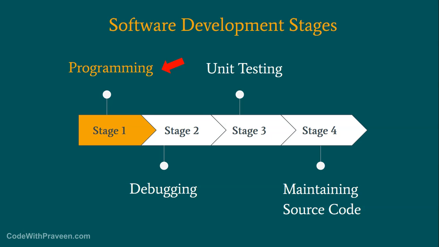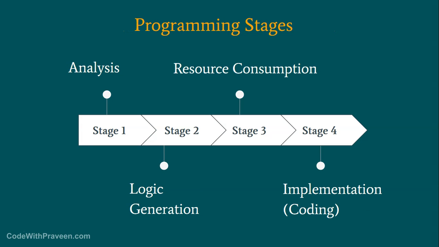Now let's pick this programming stage and dig deeper. Again, the programming stage involves 4 steps, which are analysis, logic generation, resource consumption, and the implementation. Each of these steps is taken by each team member, or in some cases it's allocated to specific team members. Now we are more concerned with stage 4, which is the implementation part. Note that some people refer to it as coding as well. In this stage, the actual coding is done by all the developers.